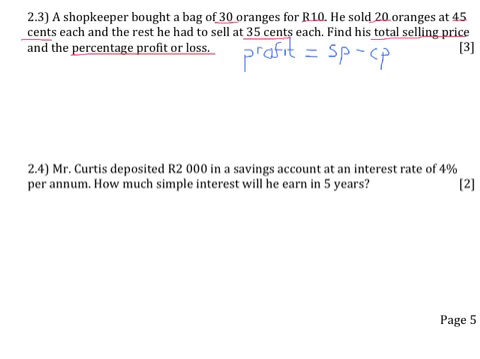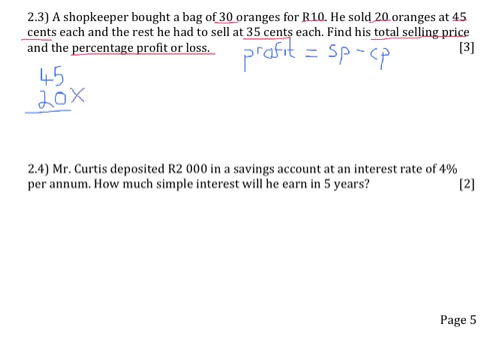So we've actually got the cost price already. Because it told us that he bought it for 30 oranges for 10 Rand. So the 10 Rand is the cost price, but we have to work out the selling price. Now that's going to take 2 steps. So I'm just going to write this on the left. First of all, we have to work out how much he made from the 20 oranges he sold at 45 cents. So I've got to take 20 times 45.